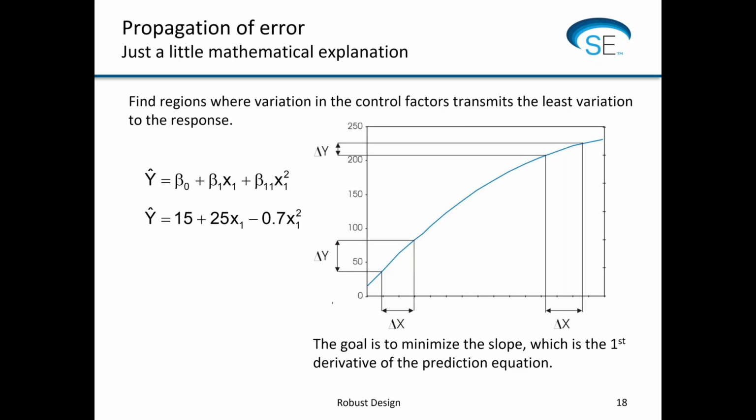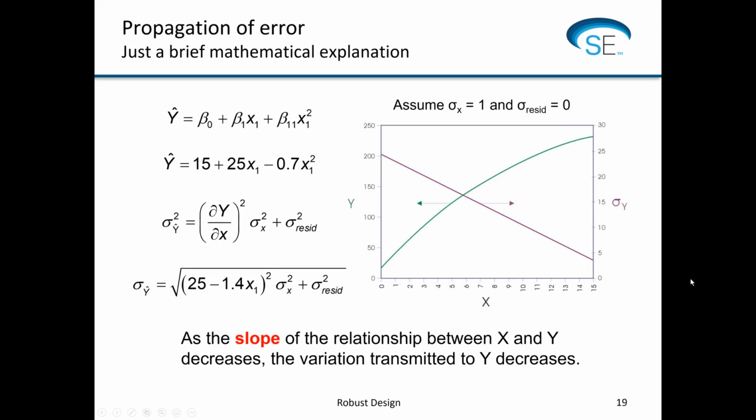We can see the relationship between the input X and the output Y is related by the quadratic equation where beta naught is 15, so the intercept is 15, plus 25 times the value of X minus 0.7 times the value of X squared. So that gives us that blue line. Okay, what we can do then is use the propagation of error to figure out what that is.